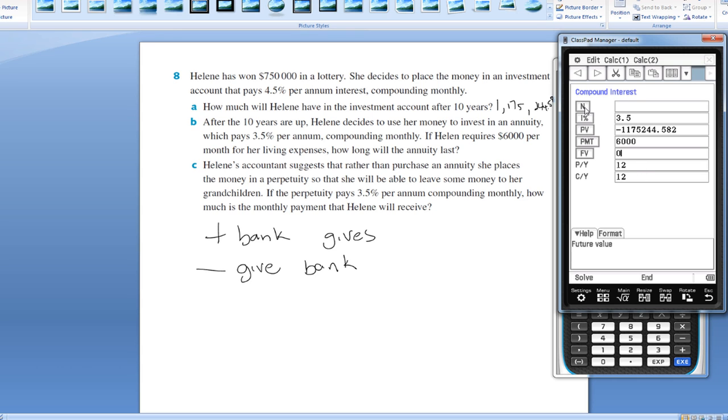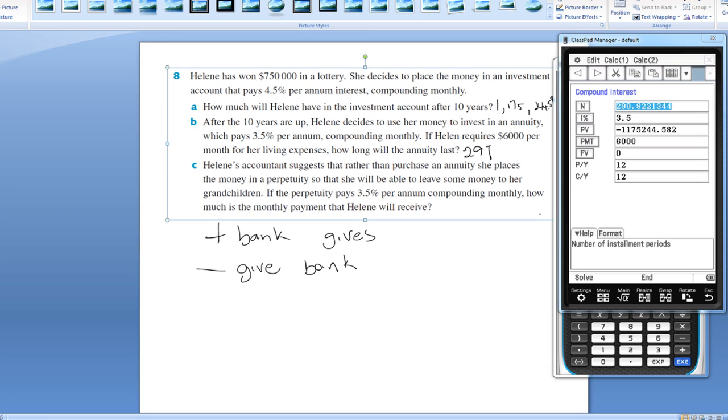So now we can go straight to n, the number of compounding periods. Alright, so it says 290.82, and what we're going to do is write the answer to this as 291. It's 291 because basically we can take $6,000 out on the 290th payment, and we'll try to take something out on the 291st payment. It won't be $6,000, but it will be something. Okay.